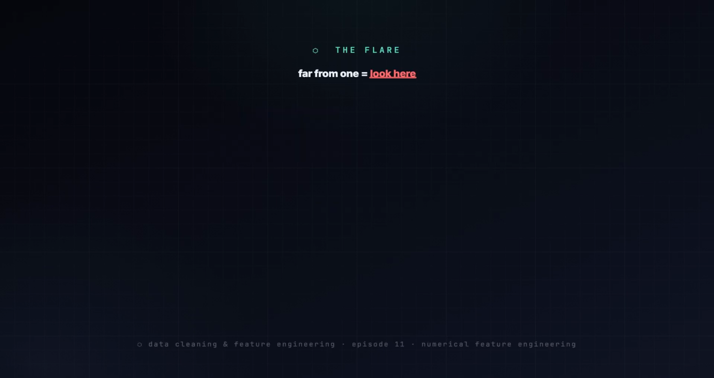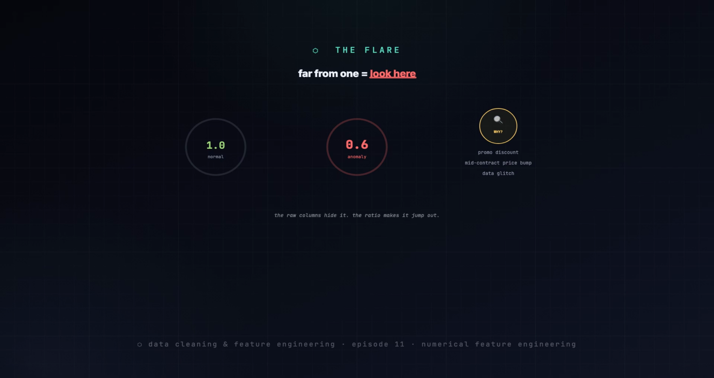Why bother? Because a ratio far from 1 is a flare. Maybe a promo, maybe a mid-contract price bump, maybe a data glitch. The raw columns hide it. The ratio makes it jump out. Models love a feature that already points at the weird rows.